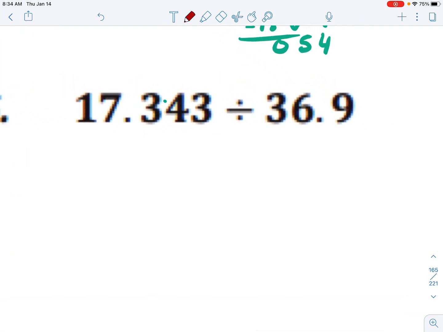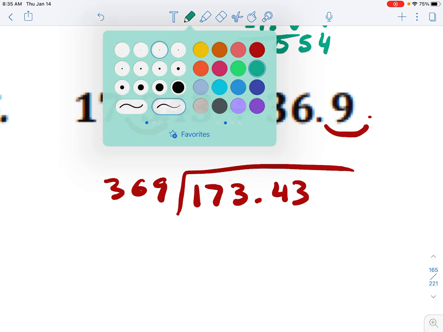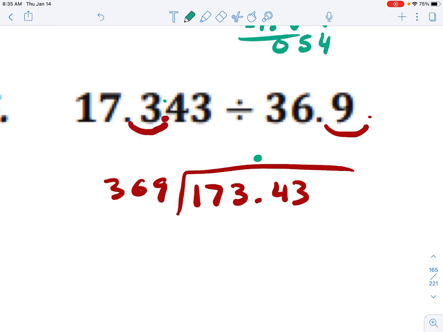Okay, my next question gives us 17 and 343 thousandths divided by 36 and 9/10. Moving the decimal one place to the right to make it a whole number, I need to do the same thing to the dividend. So my new problem turns into 173 and 43/100 divided by 369. We can already go ahead and bring our decimal straight up, okay? Just so we don't forget.